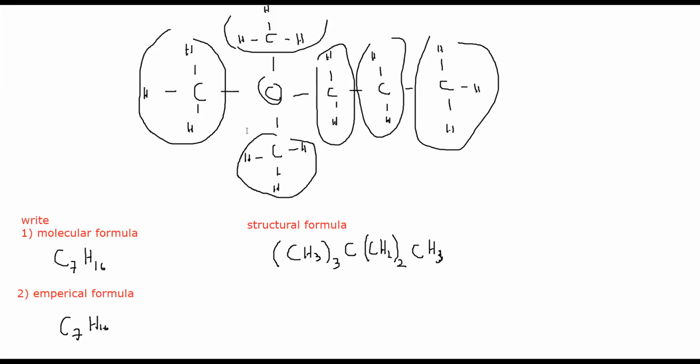Because three CH3s are there, that's why I put CH3 bracket 3. Then next to that is carbon, so I put carbon. Next to that is CH2 and CH2, so instead of writing them again, I can write CH2 in a bracket 2. And then CH3 is there. So that's a structural formula which shows minimal detail of the compound. Is it clear till now?